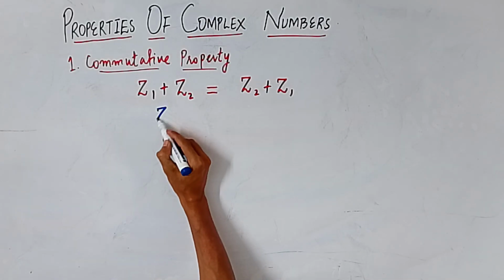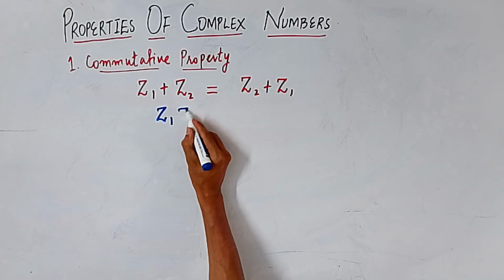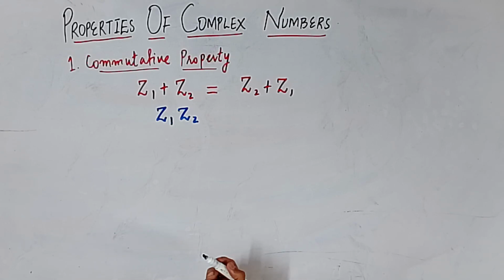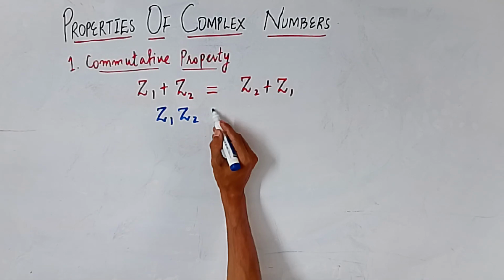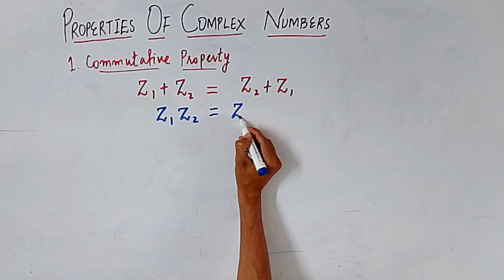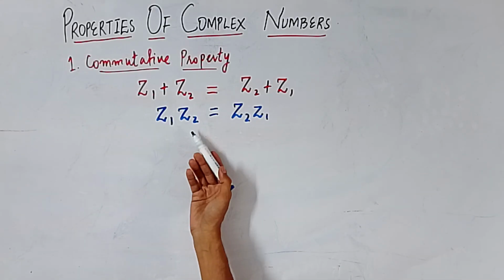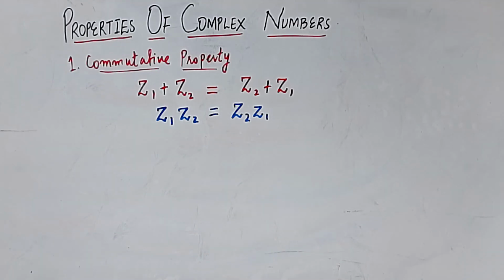When two complex numbers are multiplied, if you remember in matrices, commutative property of multiplication is not applicable generally, but in complex numbers it is applicable. If you change the order, meaning if you multiply the first complex number with the second or the second with the first, it will not change your answer.